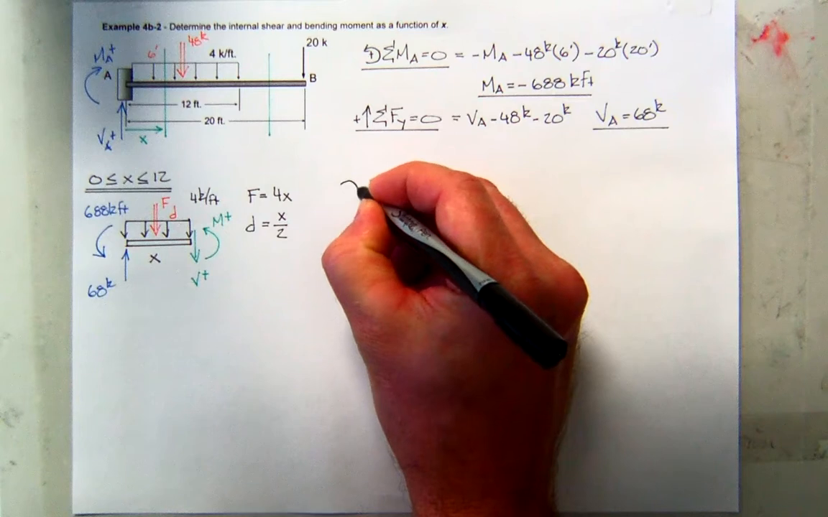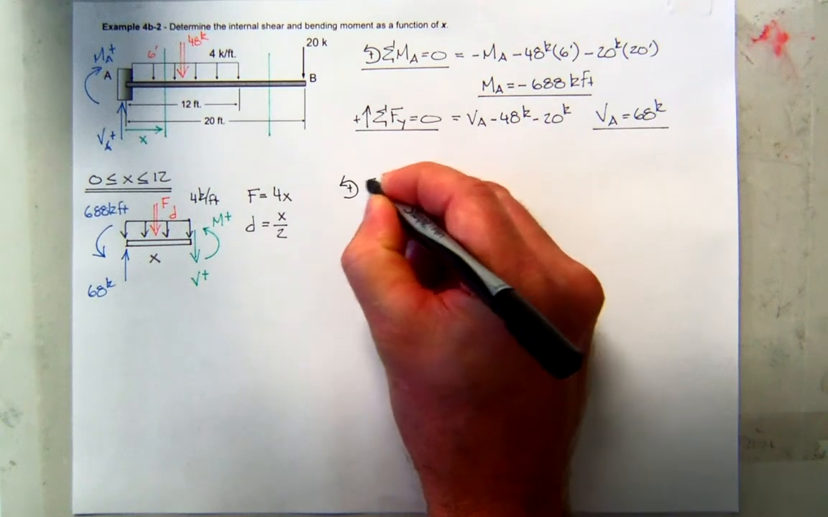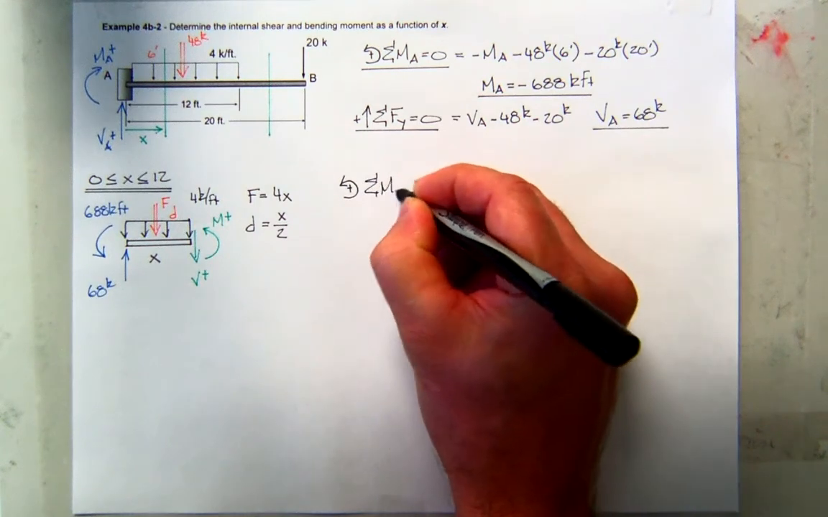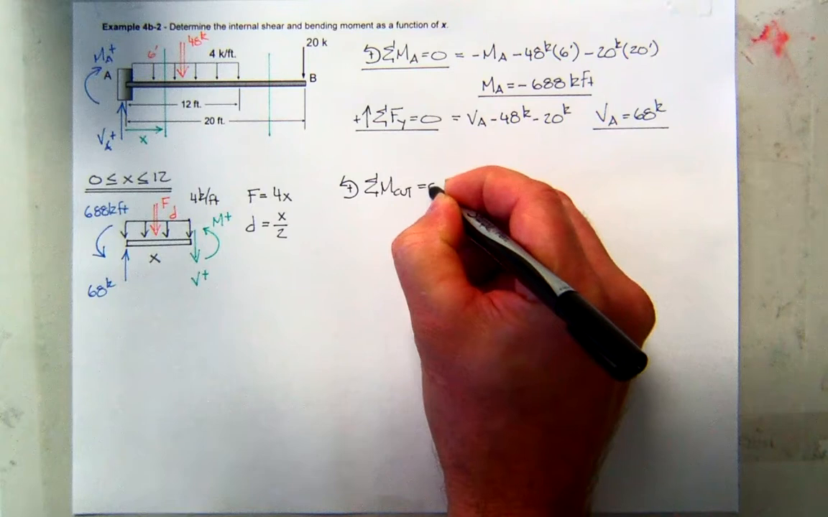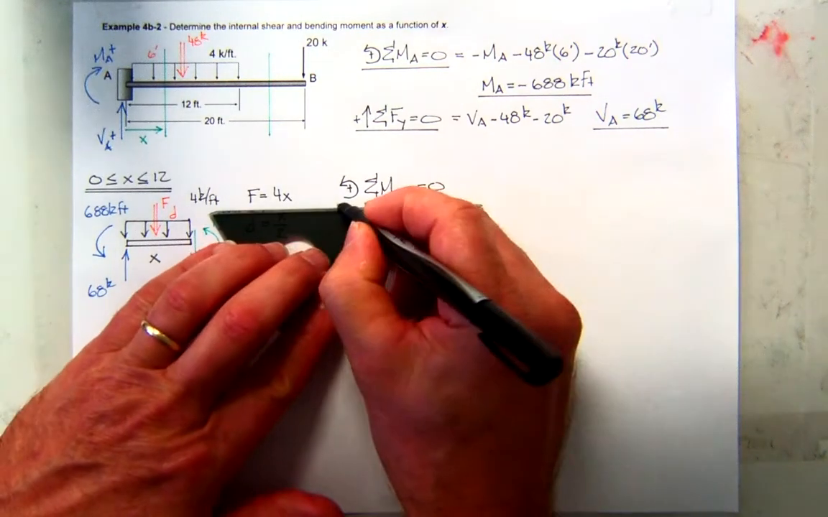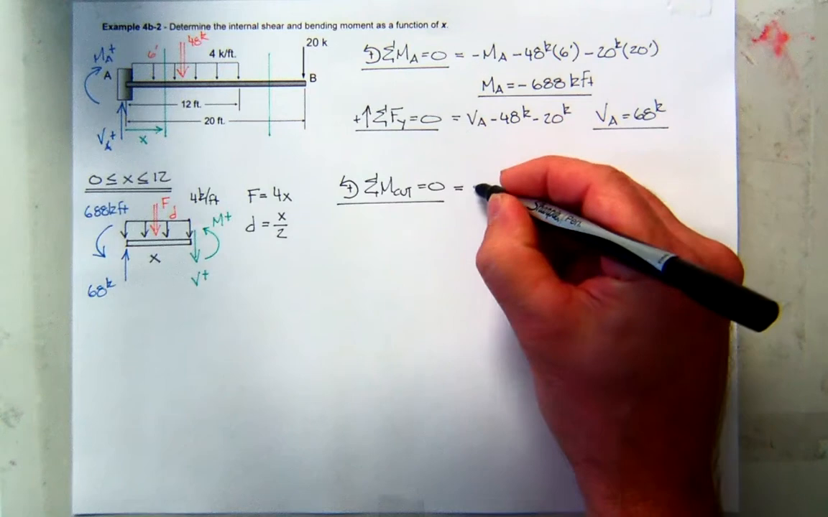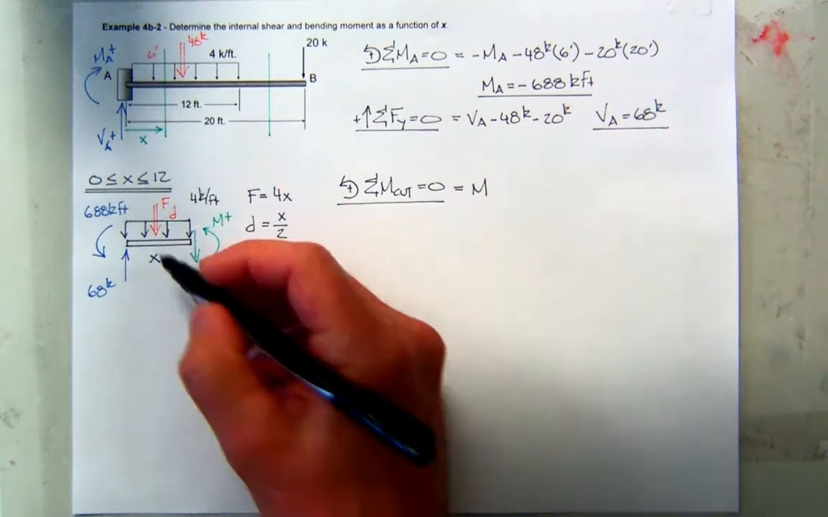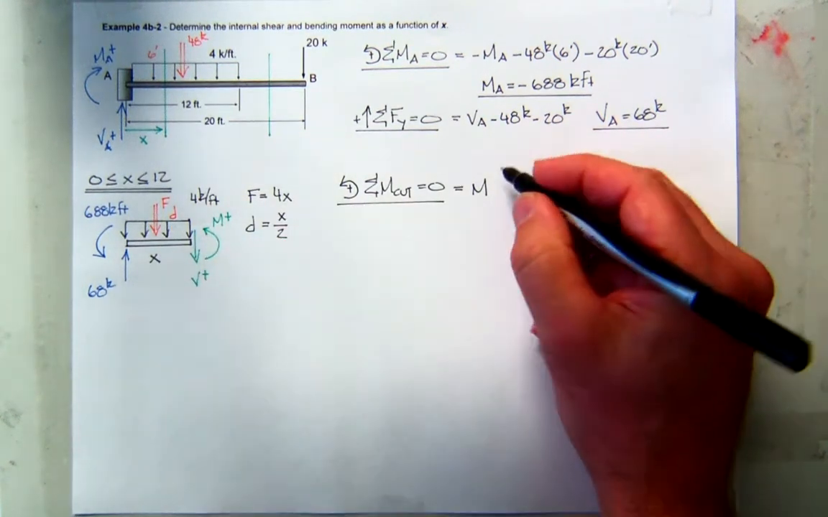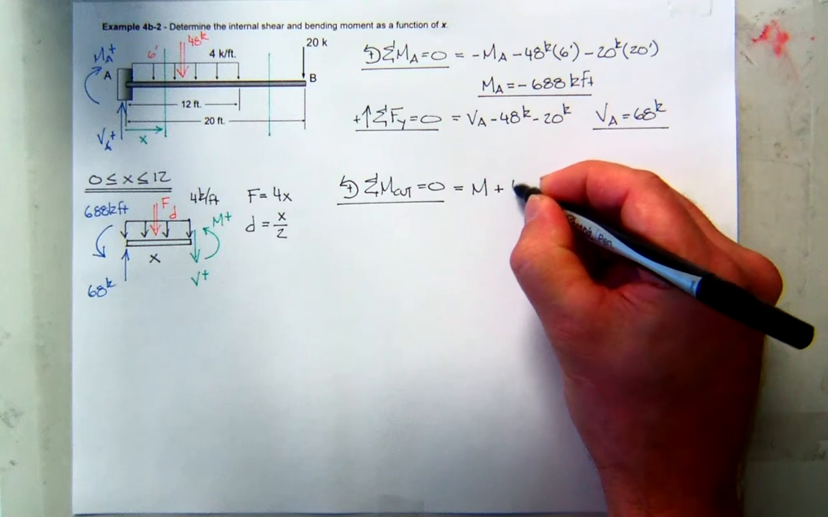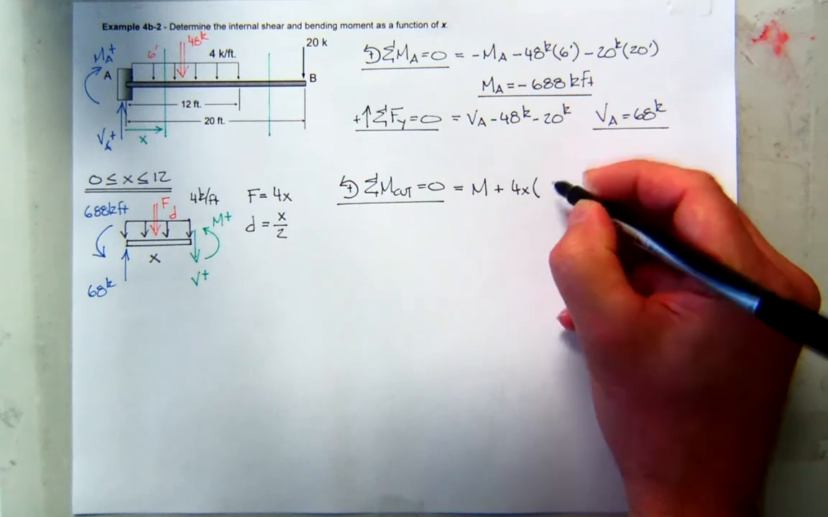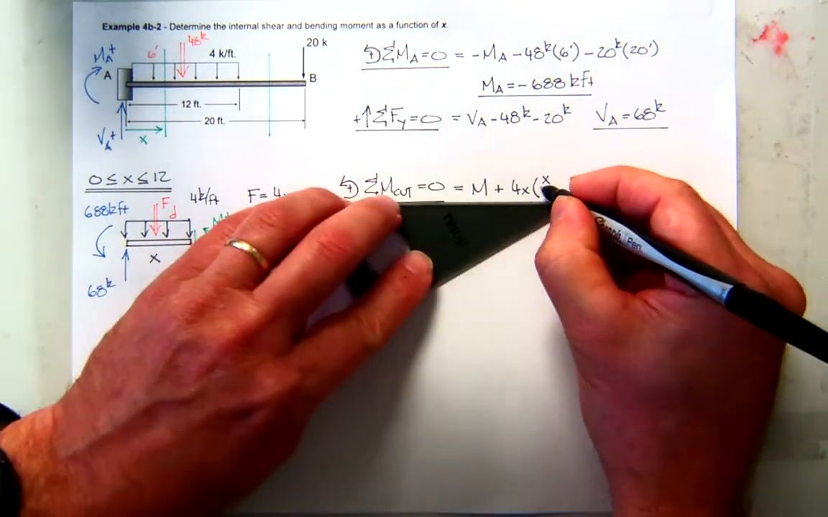So we'll start with summing moments at the cut and making sure it's in equilibrium. So let's see. Starting here, that moment with right-hand rule is positive, so that's moment, M. The force is also creating positive moment. The force is 4x. The distance is x over 2.